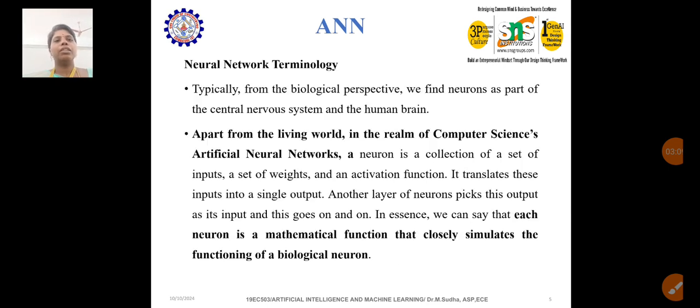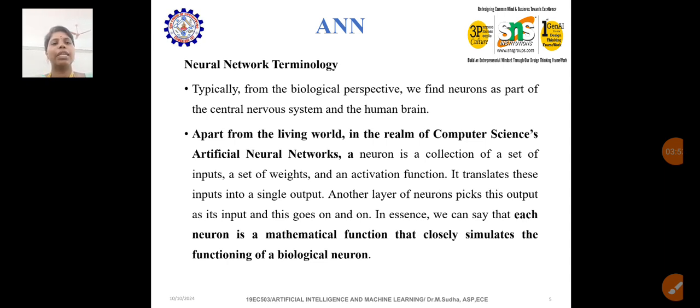Again, this is neural network terminology, typically from a biological perspective. We find neurons as a part of the central nervous system of the human, because this is the main thing in the human brain. Apart from the living world, in the realm of computer science and artificial neural networks, a neuron is a collection of a set of inputs, a set of weights, and an activation function. These are the main parts. It translates these inputs into a signal output, and another layer of neurons picks this output as its input, and so on. This is how the process takes place.